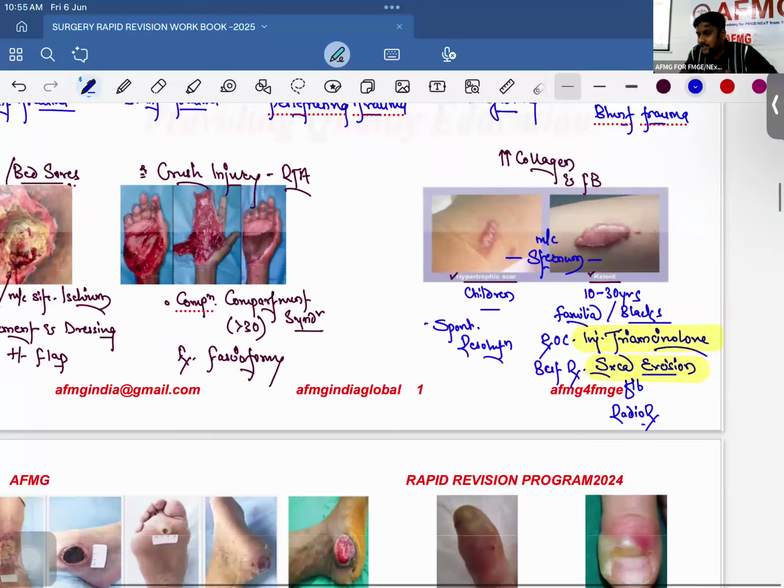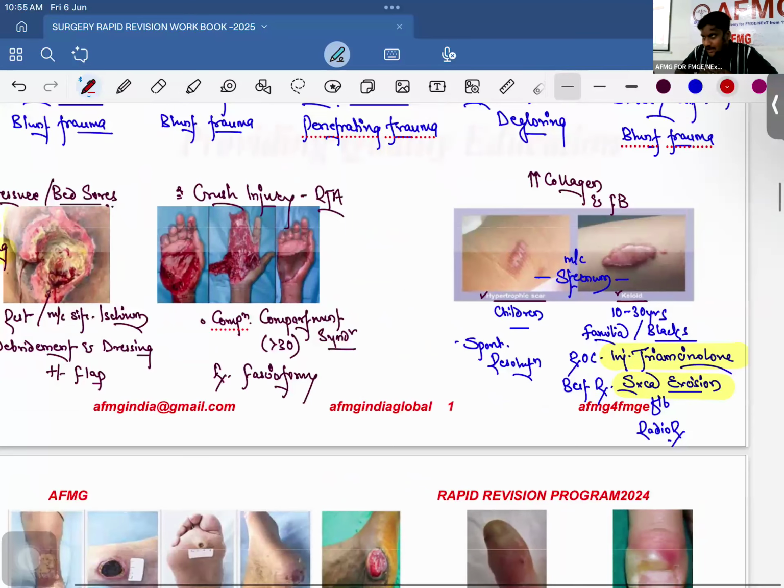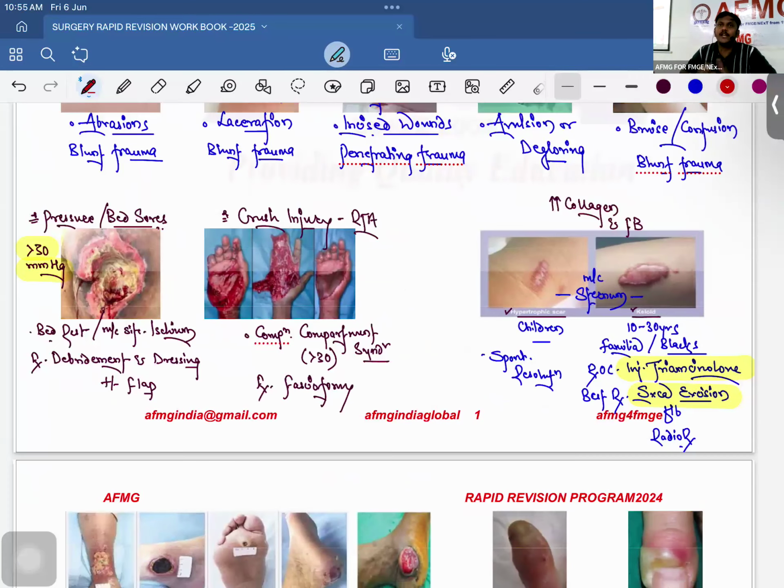Which is the first collagen to appear during wound healing process? The first or the earliest collagen to appear during wound healing process is collagen type 3 beta, and then the collagen type 3 is replaced by collagen type 1 slowly. Most abundant type of collagen in scar tissue, collagen type 1. So when scar tissue is formed beta, the most abundant collagen is going to be collagen type 1.